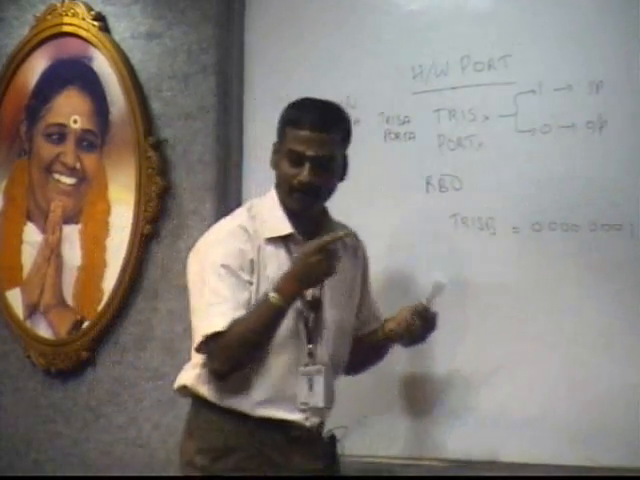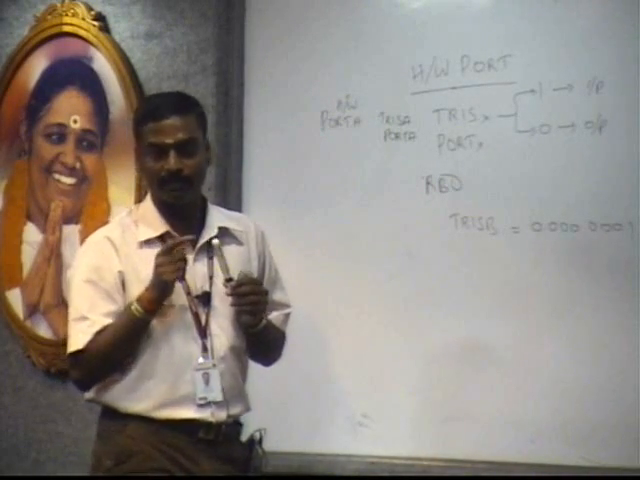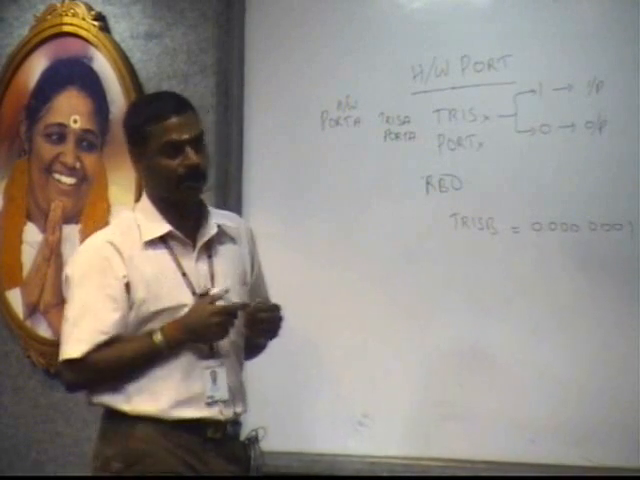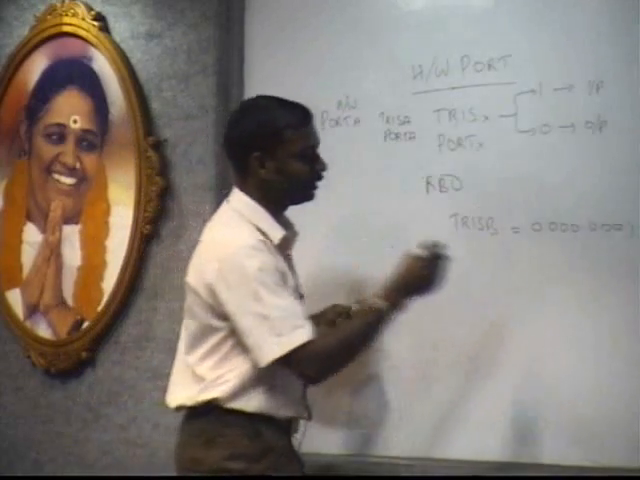Sometimes I need to connect one more switch at RB6. One more switch I need to connect at RB6. What change do I need to make?